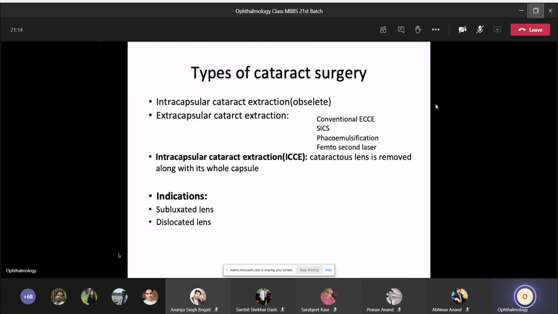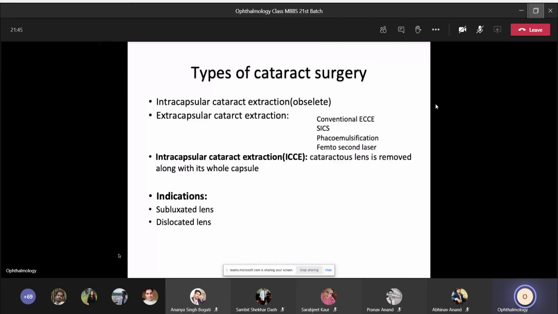Then there is phacoemulsification, a newer technique practiced in Nepal, where we use the phaco machine to emulsify the cataract. You don't have to take out the nucleus; you just emulsify it within the bag. Then there is another recent advanced technique, femtosecond laser, which is not practiced in Nepal, but in developed countries they use the laser to emulsify the cataract.